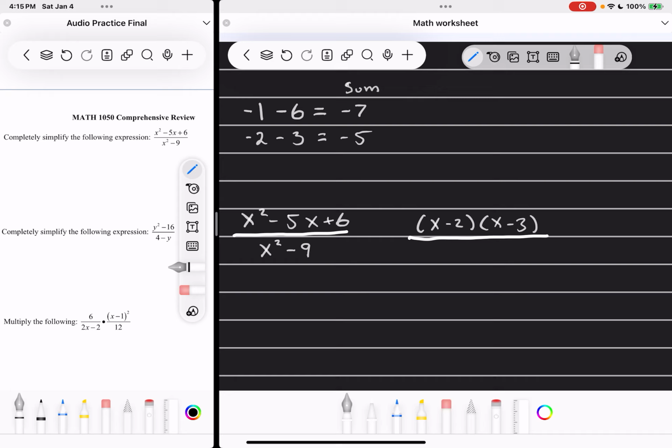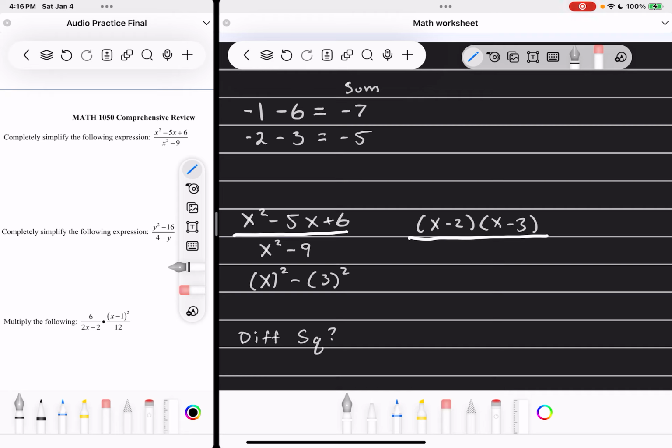Now for the denominator, we have a binomial, but the key about this one is it's a binomial squared. But we have an x that is squared. So because of that, our first question is, is this a difference of squares? Which it is, because 9 has a square root. We can say that x is being squared minus 3, which is also squared.